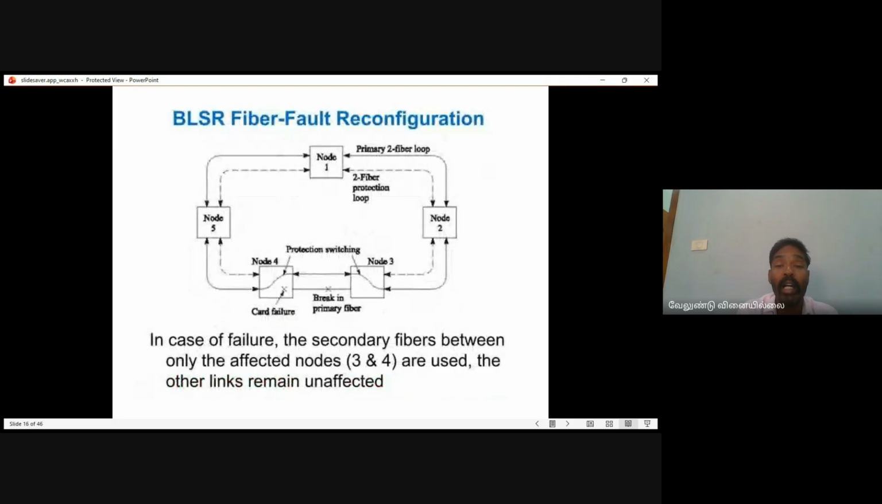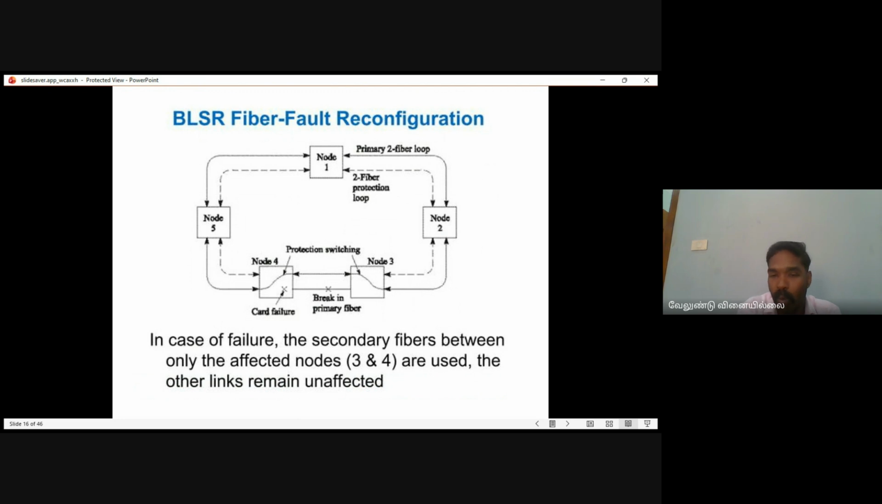So BLSR, the fault recognitions. This also you can make as homework, page slide 16. If any fault has happened, you can see what happens: it will switch over to another network. Could you see my cursor? Node 4 and node 3 were under the fault. The break is here and here. Automatically it takes another path to connect this node 3, and this is the beautiful point of BLSR fault reconfiguration. Automatically it is reconfigured.